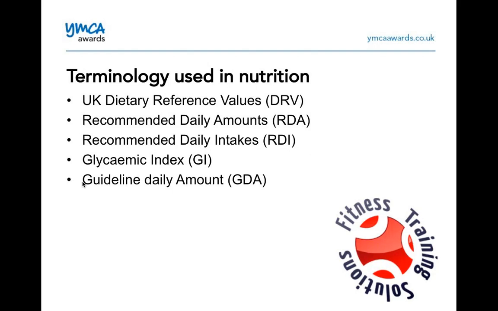Some of the terminology we use within nutrition is DRV, which is the UK Dietary Reference Values. Recommended daily allowance. Recommended daily intake, glycemic index, guided daily amounts. And you'll usually find this on a lot of food packages and different sources of dietary information; if you went to the supermarket, you'd usually find this on the back of the packaging.